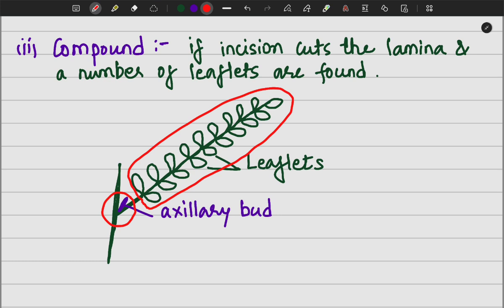Alright, so the lamina is cut here and the cut or incision is touching the midrib, so it is a compound leaf. Now the compound leaf is further divided into two types: pinnately compound and palmately compound. So this example which I have drawn is a pinnately compound leaf.